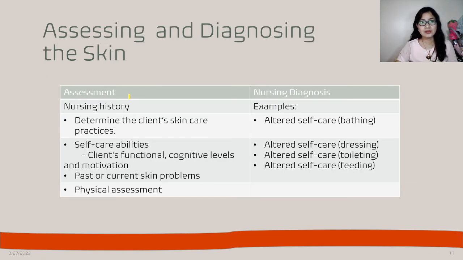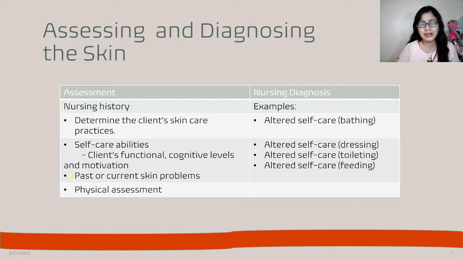In assessing and diagnosing the skin, you can find here the possible nursing diagnoses. For the assessment, we take a look at the client's nursing history. Let's determine the client's skincare practices and other self-care abilities. What can the client do? For example, the client's functionality in terms of participating, and any limitations, you have to take note of that. Also the cognitive level: how can they understand your instruction? And also their motivation or desire to do self-care.